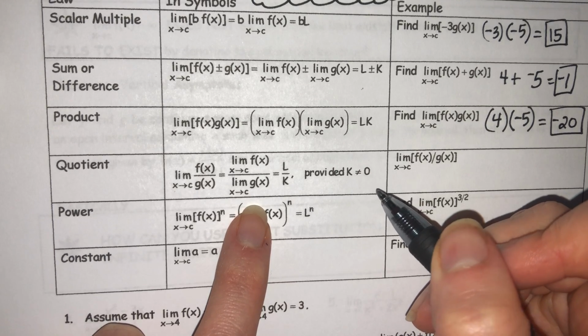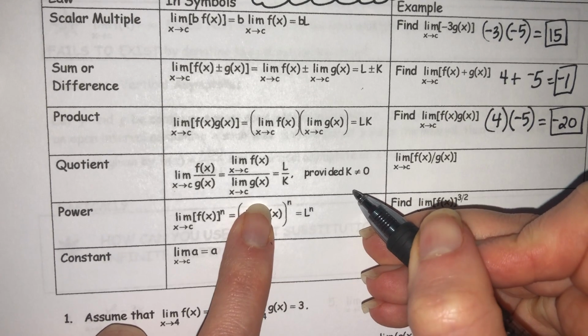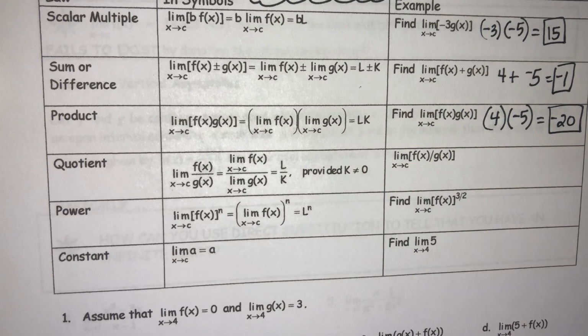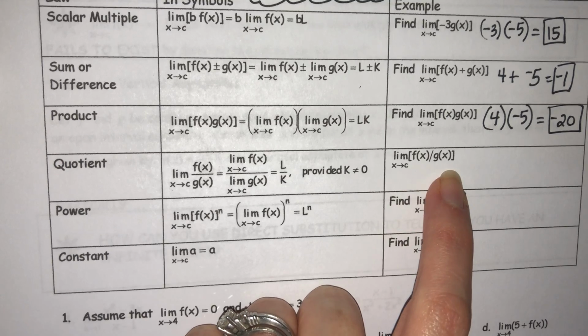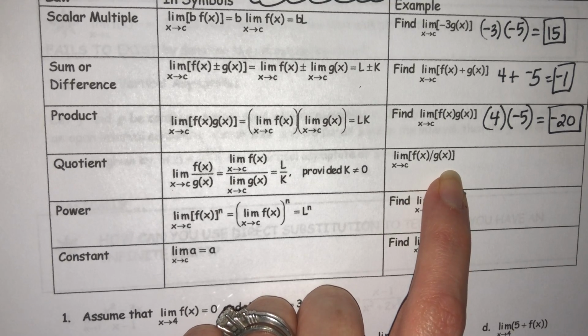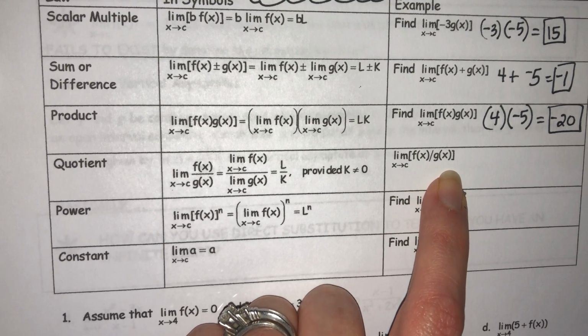And this is where somebody in class goes, but Mrs. Heiss, well, what if K is equal to 0? Well, then either the limit does not exist or there's another method you're going to have to use. It's not going to have to do with properties. But if all that you're given is this, and the answer for the limit of g of x was 0, then you would just say the limit does not exist.